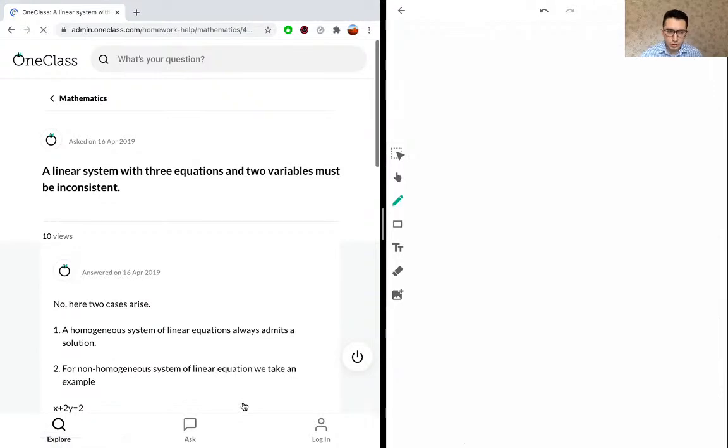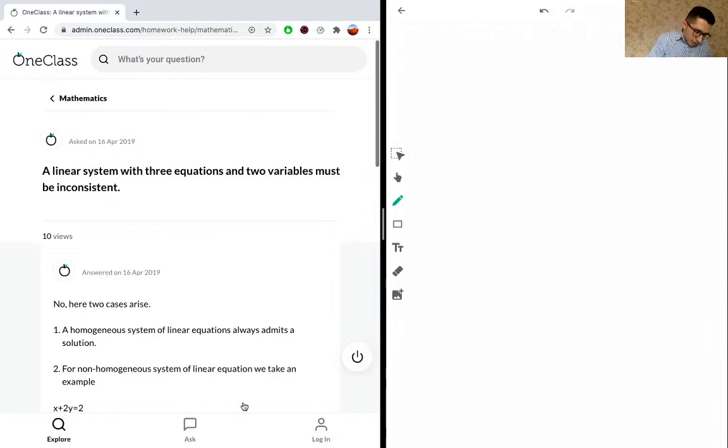So this question is asking whether a system with 3 equations and 2 variables must be inconsistent. So we're asked whether this statement is true or not. So think of it as a true or false question. A system with 3 equations and 2 variables must be inconsistent.